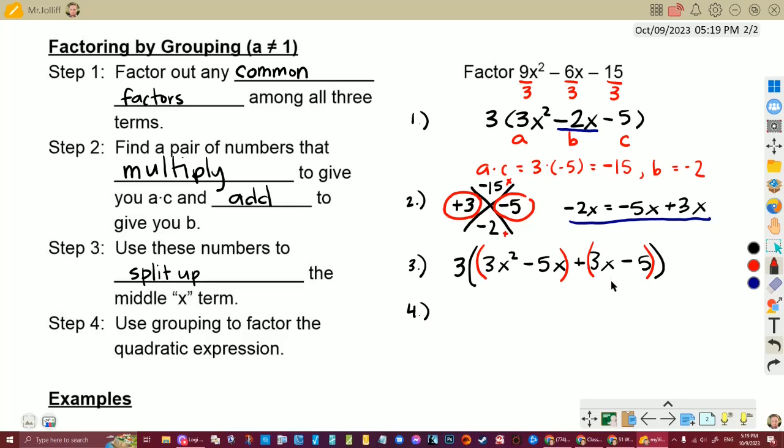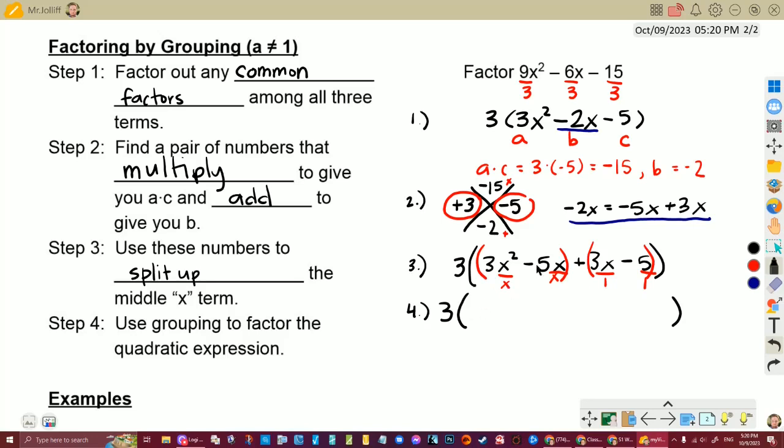Once we have them grouped, we look in each of these groups for something they have in common. 3 and 5 don't have any common factors, but x squared and x both have a common factor of x. So I can pull that x out in front. 3 and 5 don't have anything in common, and x and no x don't have anything in common. So the only thing I can pull out here is a 1. Everything's divisible by 1. So we're going to rewrite this with the factored stuff pulled out.